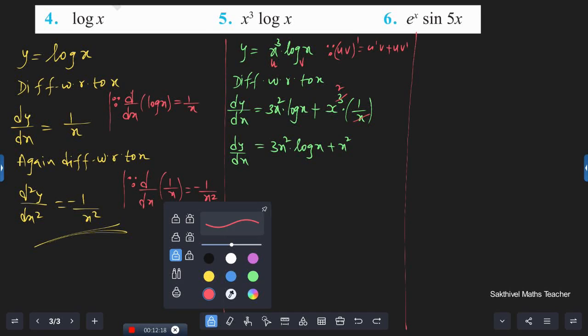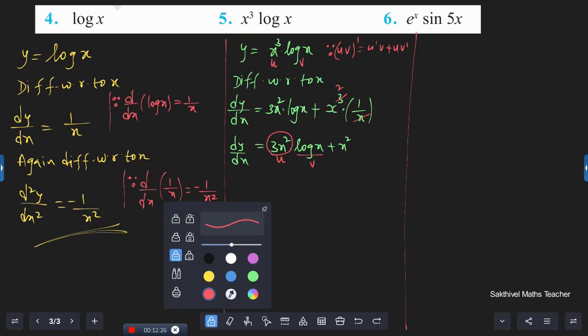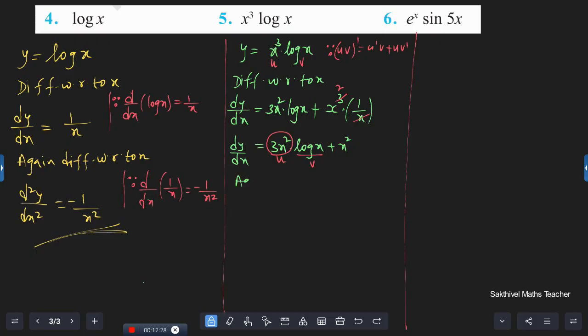But you want to go again. This is a u, 3x square as a u. Log x I'm taking as a v. Kindly mention in pencil whatever I mentioned there. So again differentiate. In red color whatever I'm mentioning, kindly mention by pencil.